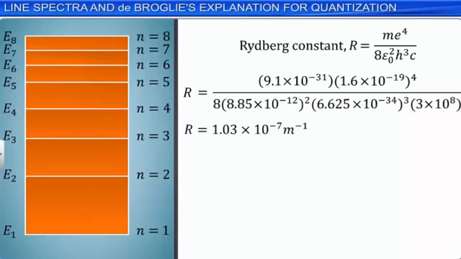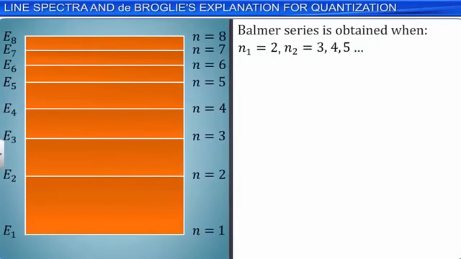This value of R is very close to 1.097 × 10^7 per meter, which is obtained from the empirical formula of Balmer. This agreement between the theoretical and experimental values of Rydberg's constant provided a direct and striking confirmation of Bohr's model of the atom. So, when we substitute n1 equal to 2 and n2 equal to 3, 4, 5 and so on, we get the Balmer series.